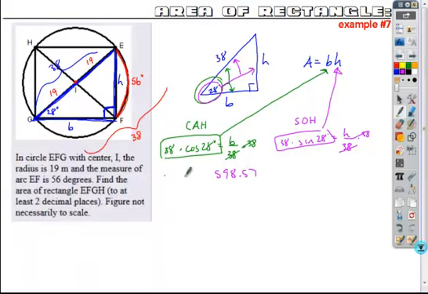Okay, the units are meters. So this would be square meters. But you really only need to enter your numerical value.